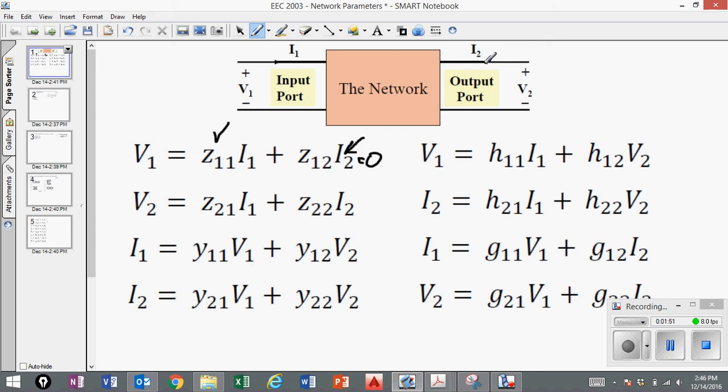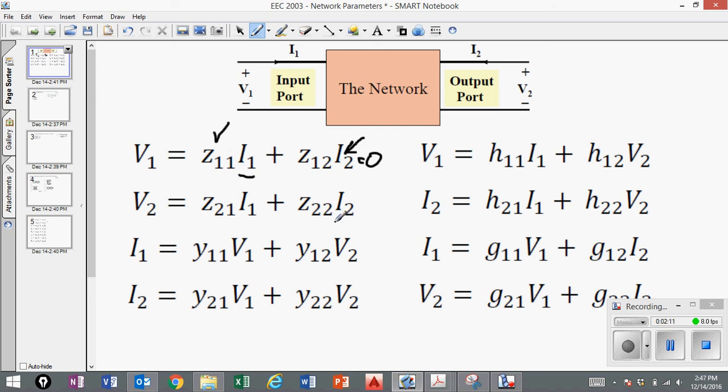So that means I2 would have to be set to 0, which means no current will be coming into this port, and you have to measure I1 and V1, and that will give you the value of Z11.